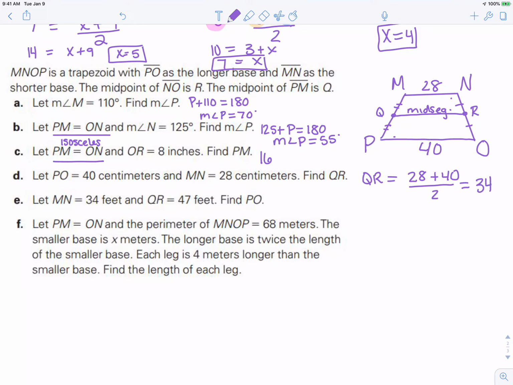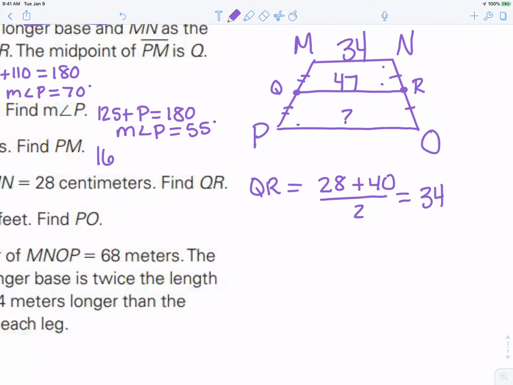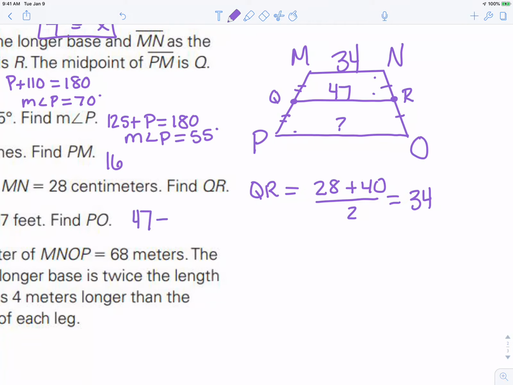Then we have E. MN is 34. QR, the mid-segment, is 47. And we want to find this side, PO. So we're going to set it up according to the mid-segment theorem, that the mid-segment, which is 47, is equal to the top base plus the bottom base, all divided by 2. I'll start by multiplying both sides by 2 to get rid of that denominator. So I have 94 equals 34 plus PO. Subtract 34, and 60 is the length of PO.